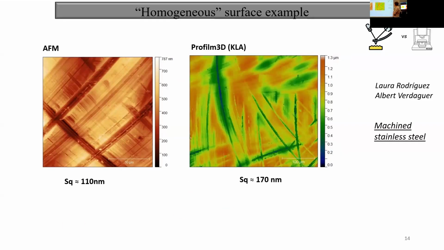This is an example of another metal, stainless steel, from Albert and Laura, where they machined this stainless steel, and we are getting results that are not in close agreement, but are in the range, okay? It's really dependent on the location. You can see that the lateral resolution in AFM is much better in this case, as expected.